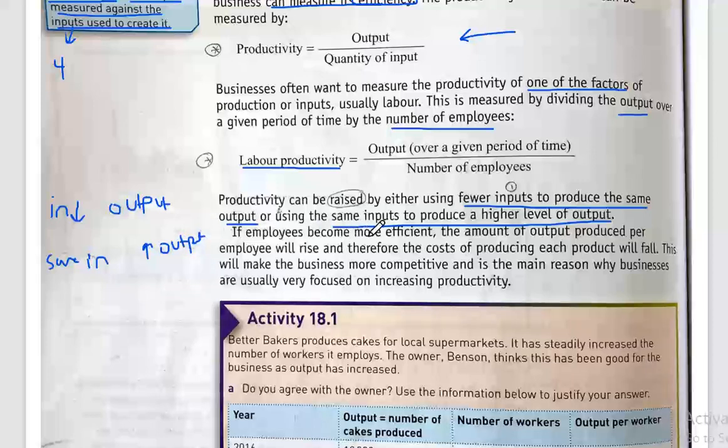What would happen if employees become more efficient? The amount of output produced per employee will rise, and therefore the cost of producing each product will fall. This will make the business more competitive and is the main reason why businesses are usually very focused on increasing productivity. I make sure that the employees are being productive. Why? Because once the employees are productive and efficient, the output per laborer is going to increase, the costs will fall, and I will be more competitive. That's why as a manufacturing business, I focus on increasing my productivity.